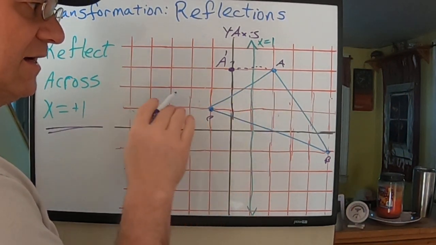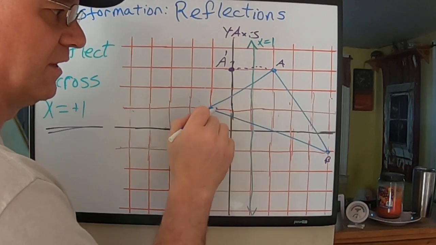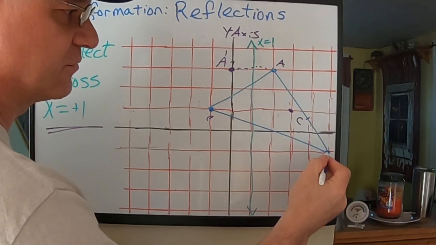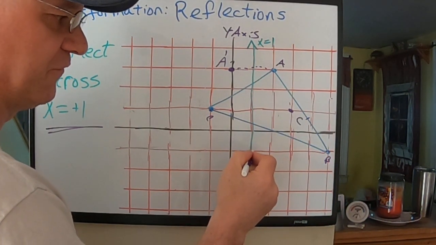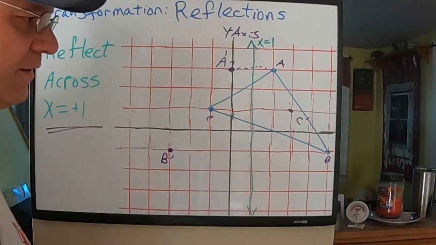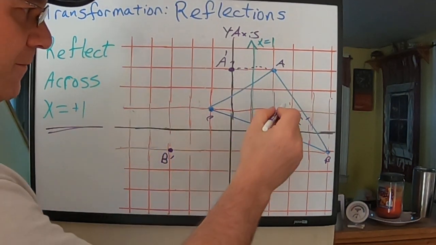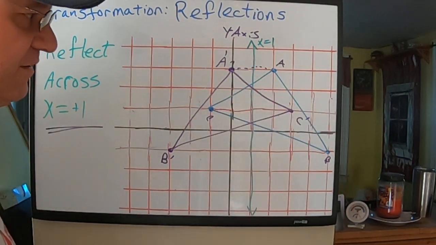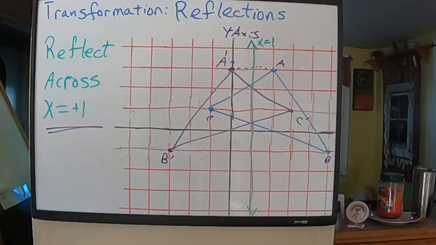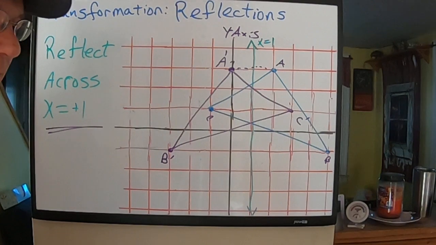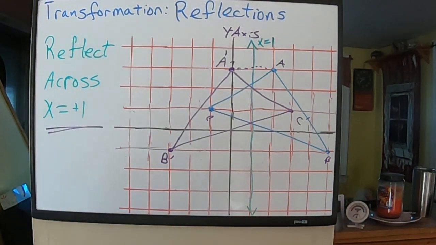C is on this side of the line, so I have to go this way to get to the line. I have to go 2, so that means I have to go 2 past it to get to the new C. And B is way over here. 1, 2, 3, 4 to get to the line, 1, 2, 3, 4 after the line. So when I draw this shape, here's C to B to A and back to C. There's my new triangle. So C has flipped over that side, A has gone this way, and B has gone this way. And that's how you do a reflection for a transformation.